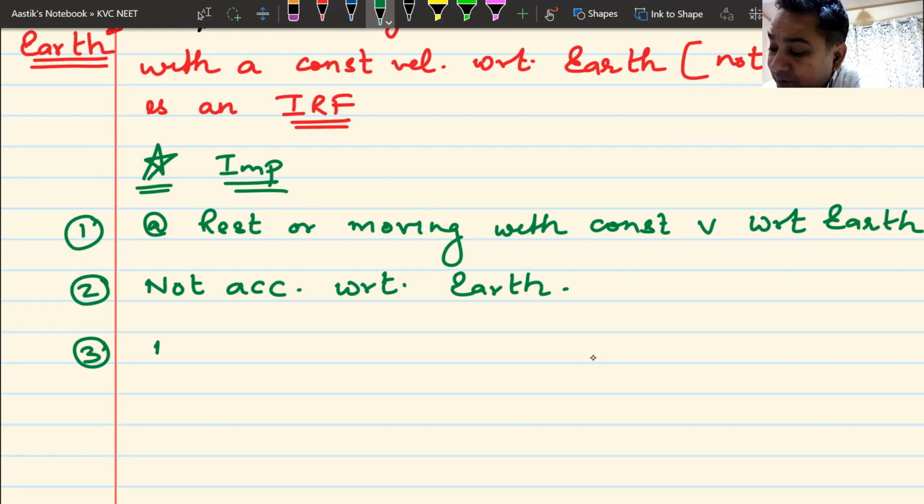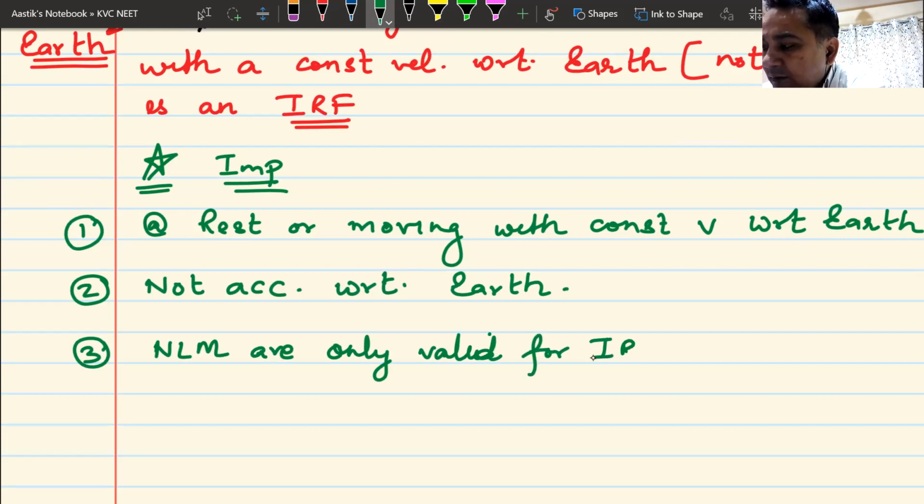Remember one more important aspect. Newton's laws of motion are only valid for inertial reference frames. Whatever Newton's laws we have studied till now, the first law, second law, third law, and equations like F = ma, all these equations, don't forget, are only valid when your reference frame is an inertial frame. If you are making your equations from a non-inertial frame, these equations are not valid. We'll have to correct them. Do we get this?